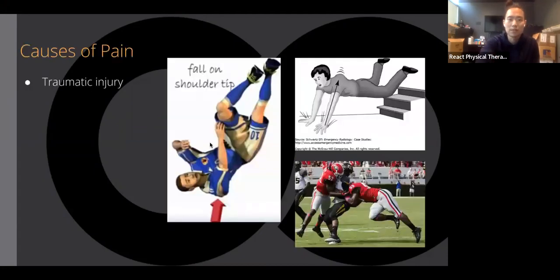This is pretty straightforward. If you have a traumatic injury, that can lead to pain. So you fall directly on the shoulder, like this poor guy, or this is what's called a FOOSH, F-O-O-S-H, fall on outstretched hand. And you can see how the force is directed through the arm and into the shoulder there. Another poor guy, and another poor guy getting hit. All of those things can cause shoulder pain, obviously.